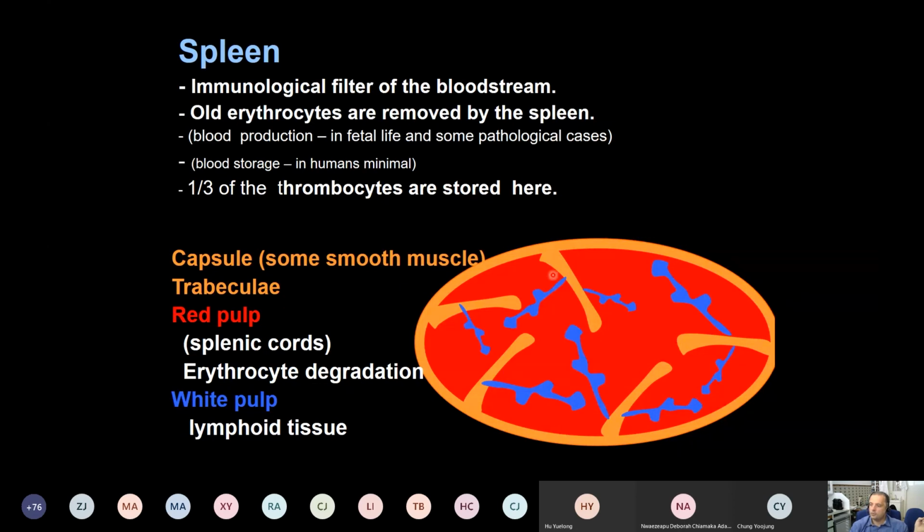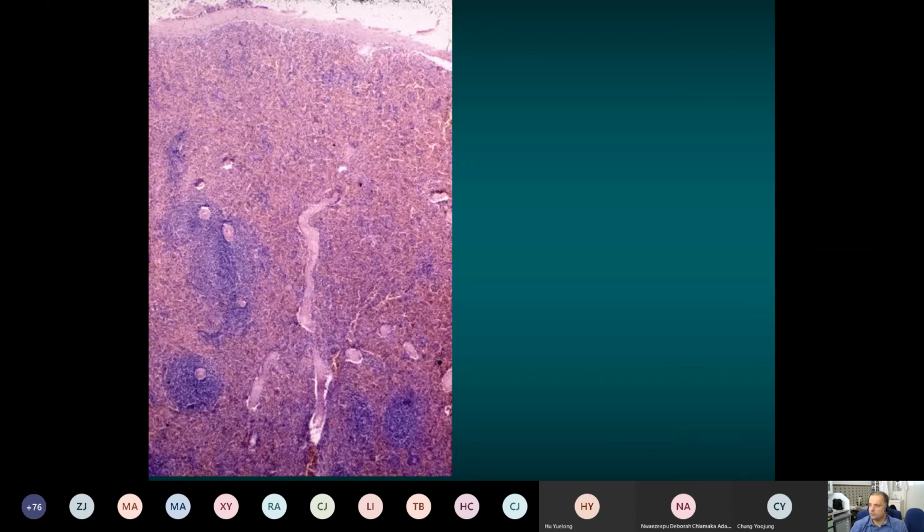You have connective tissue trabeculae, which go into the deep, and the spleen tissue is divided into two main parts. You have the red pulp, and we have the white pulp. The red pulp is larger, the white pulp is less, and the red pulp contains many blood cells, erythrocytes, because they are broken down there, and the white pulp is the lymphatic tissue that contains the lymphocytes, and I'm showing you these images to demonstrate that.